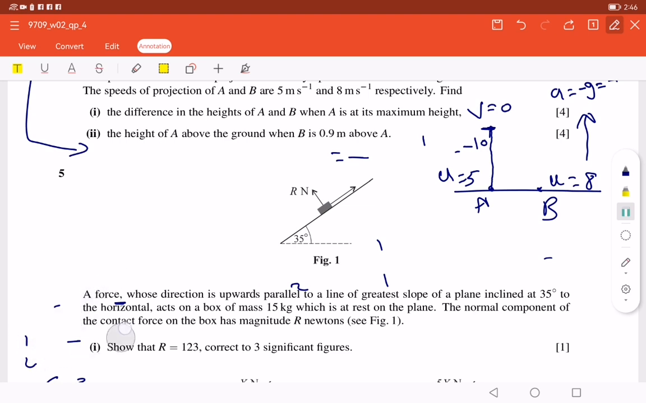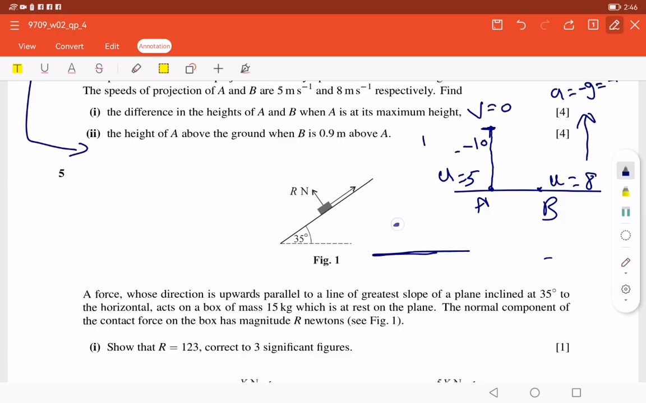To solve the second item, look here. We need to find the height of A above the ground when B is 0.9 above A. What does it mean? Look here.